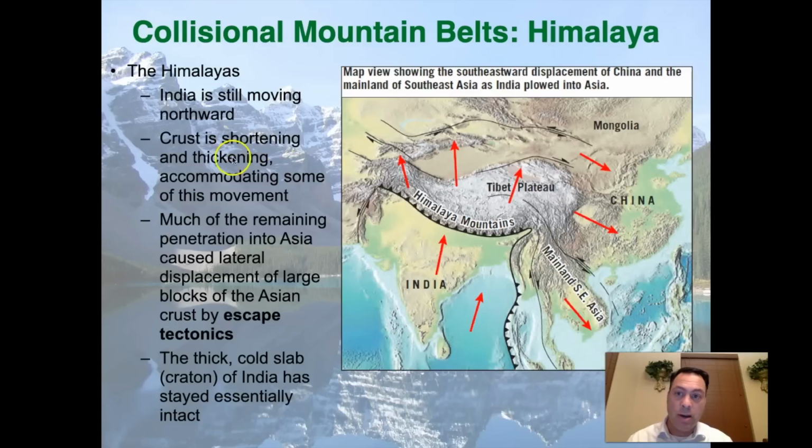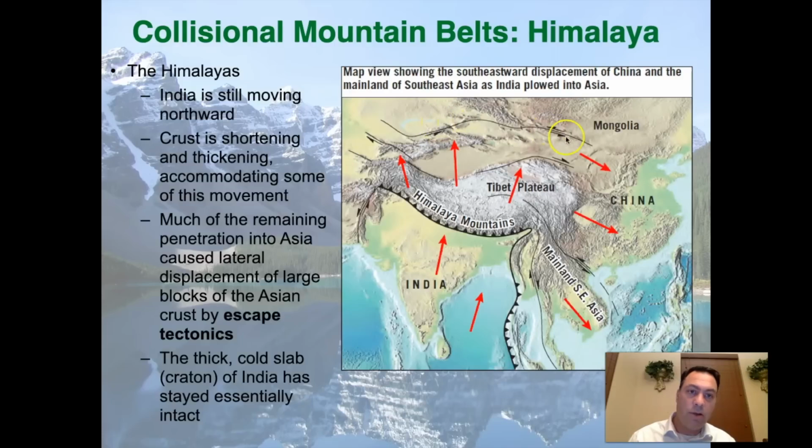The crust is shortening and thickening, accommodating some of this movement. So there's a place where this can happen, but not all of it. You can't stack it all into the mountains. The mountains can stack only so high, and then eventually other things start to happen. So much of the remaining penetration into Asia caused lateral displacement of large blocks of the Asian crust by escape tectonics. That's what these faults are here.